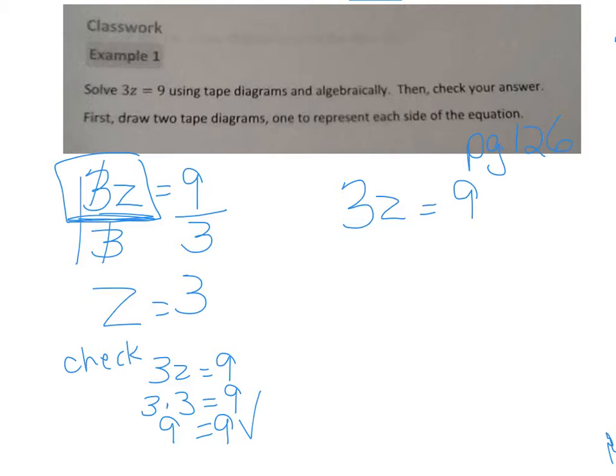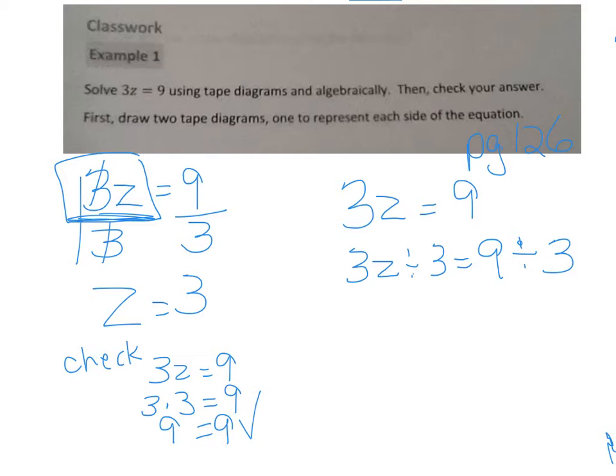We can also do the division horizontally, if that is something that you would prefer to do. So we would see 3z equals 9. Again, we see 3 is multiplied by z. We know that the opposite of multiplication is division. So we would have 3z, and we would divide it by 3, which would equal 9 divided by 3. Again, just the same idea, except we're doing it horizontally.